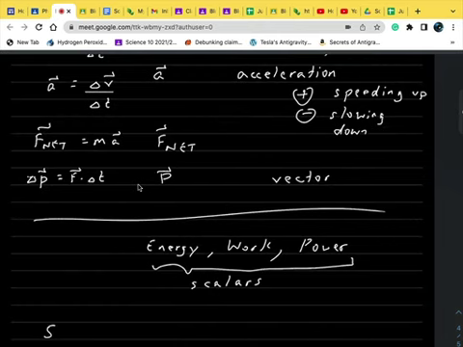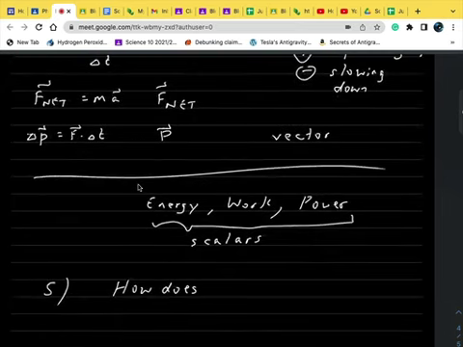Question 5. How does Newton's third law relate to collisions, in terms of forces?